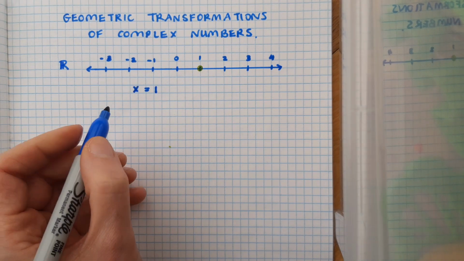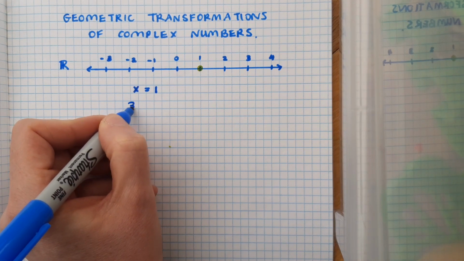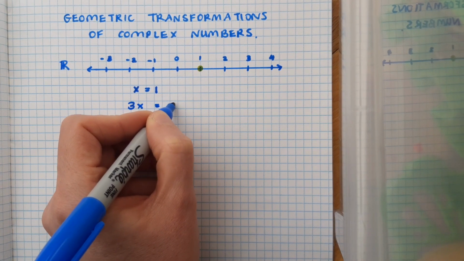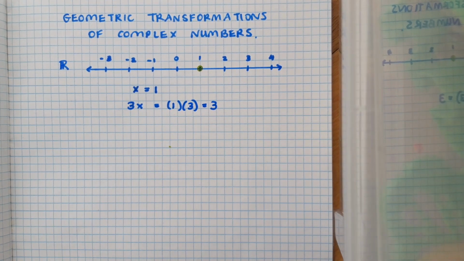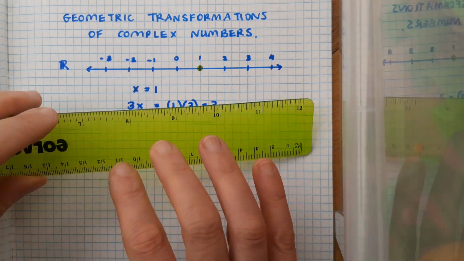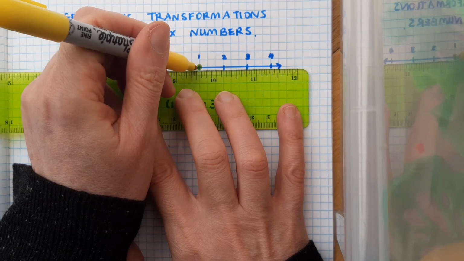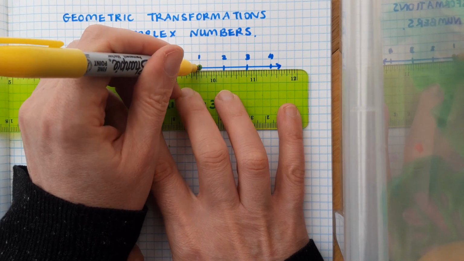Now I want to multiply x by 3. So I'm multiplying 1 by 3, which is obviously 3. So that's my calculation, but what's actually happening on the number line? Well, if you think about it, 1 is a distance of, at the risk of stating the obvious, 1 away from 0.